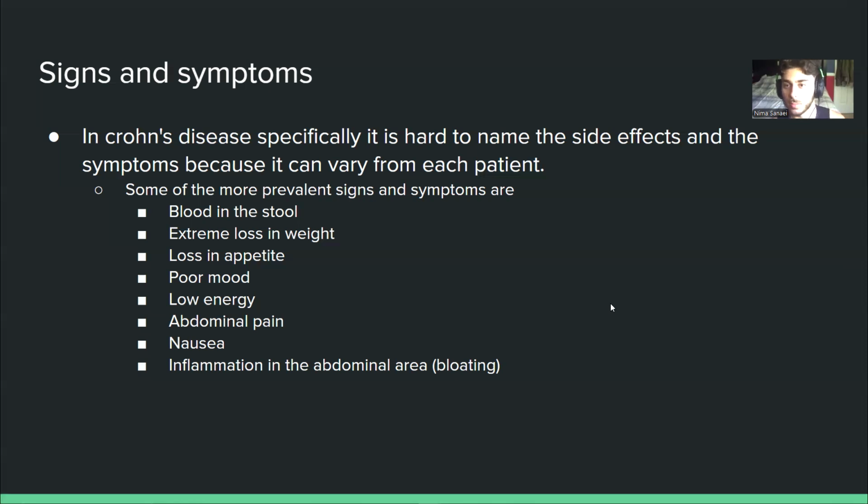Not getting your proteins, your lipids, your fats, your nucleic acids. You're not getting any of that because of this damage to your intestinal wall, which is not allowing that nutrient absorption to take place.